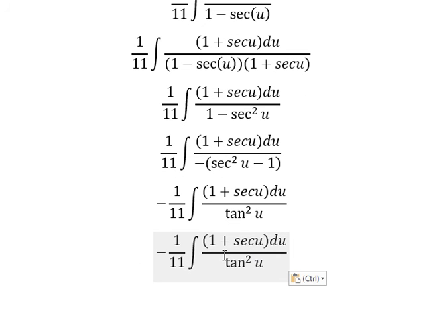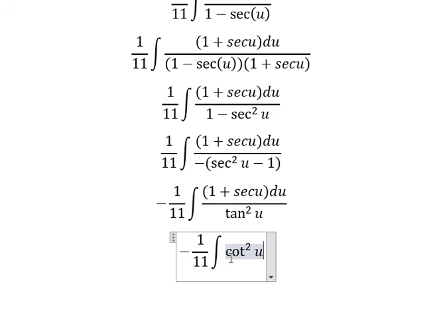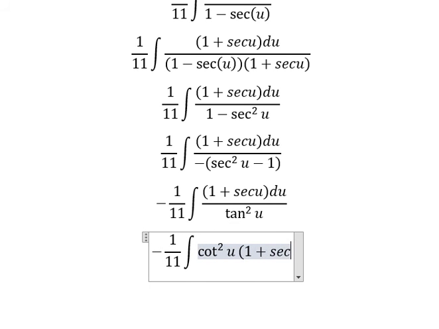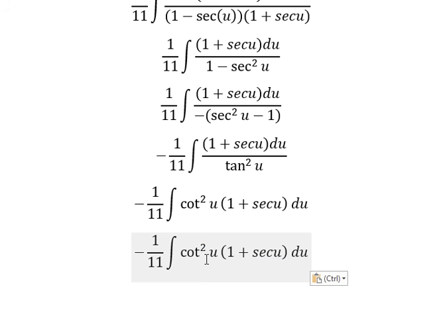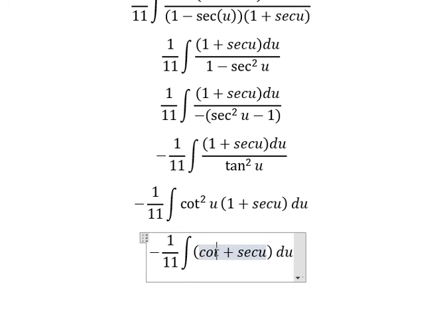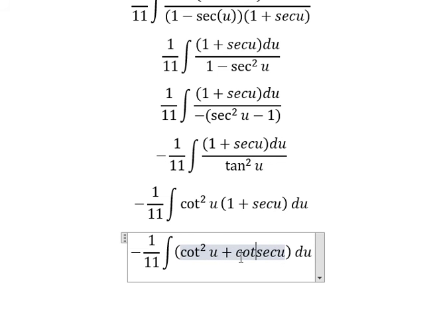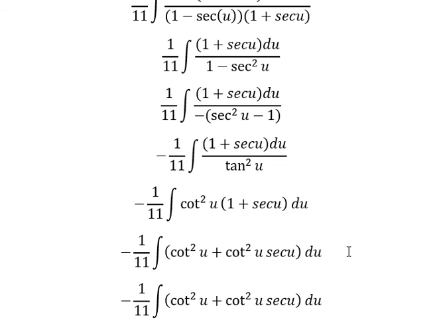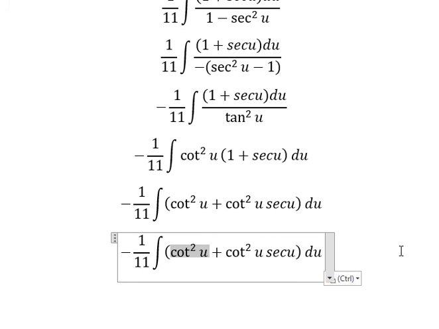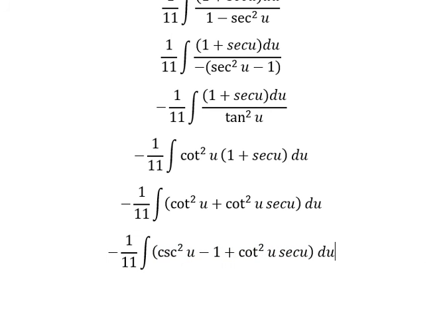Now 1 over tan u square you can put into cosine u square, and we have 1 plus secant of u, and we have du. Cosine u square multiplied by the number 1 and secant of u. We know that cosine u square is cosecant of u square minus 1. This is a trigonometric identity.